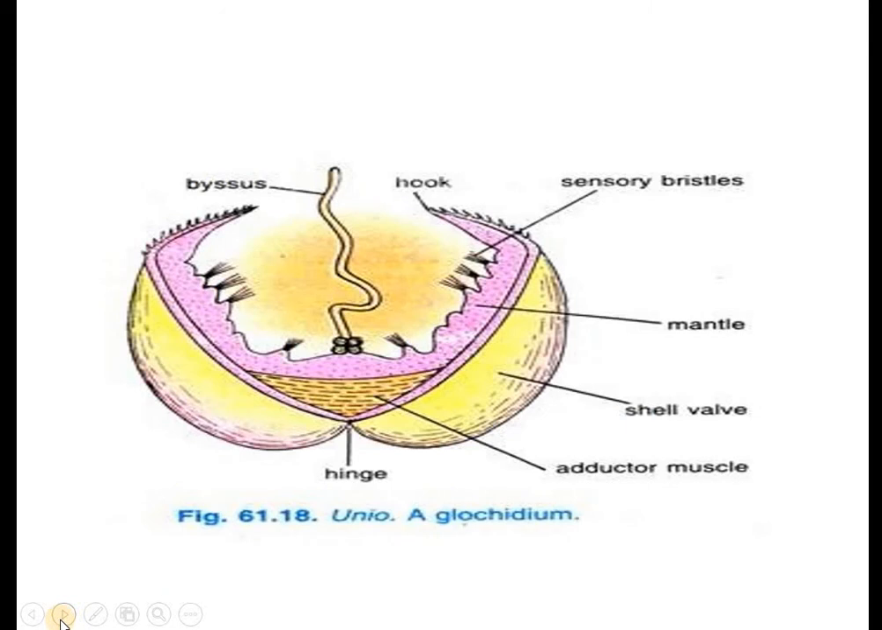So this is the diagram, a very important diagram of the glochidium larva. Here we observe the byssus thread, we find the hooks, we find the sensory bristles. The byssus thread is for nourishment, hooks for attachment, sensory bristles for tactile function. Mantle is there, shell valve, a single adductor muscle, and a hinge is there. So each and every thing here is particularly useful for leading the ectoparasitic life.